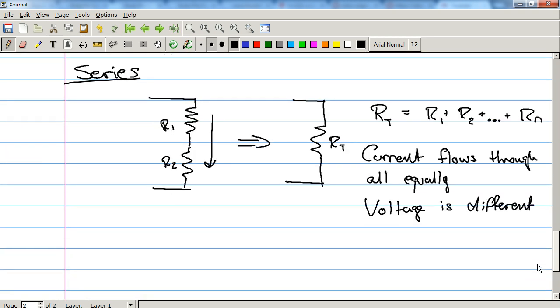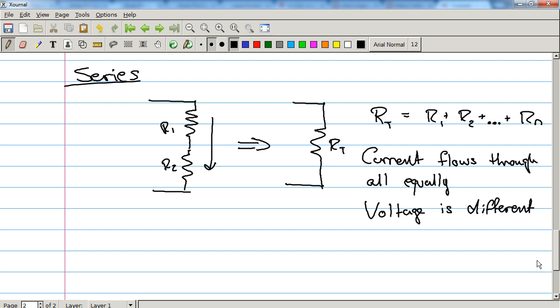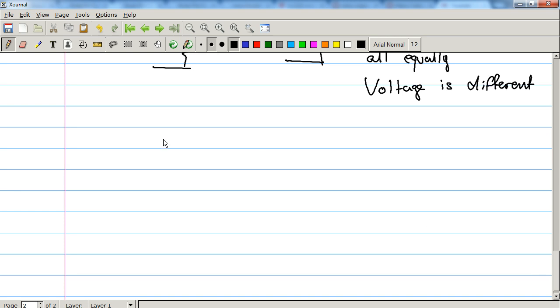Again, this is sort of alluding to the next video. I'll reiterate this again in the next lecture, but it's good to establish it now. Get thinking about why current only flows in one direction, why it's equal through all of the resistors, and why voltage is different. So that's one configuration, the series configuration.